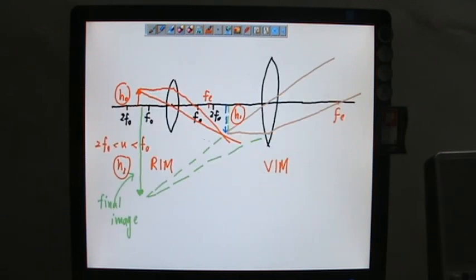So the characteristics of RIM: you should have U less than FE. So your V is behind you somewhere. Okay. So this V will have a negative value because it's virtual.